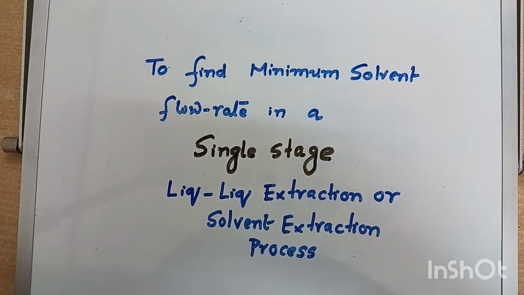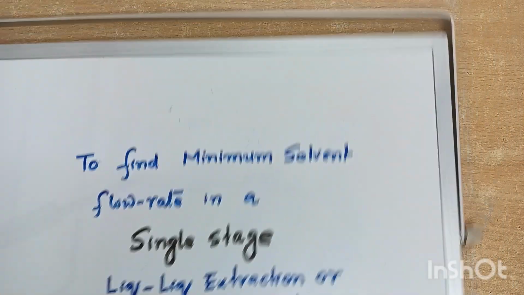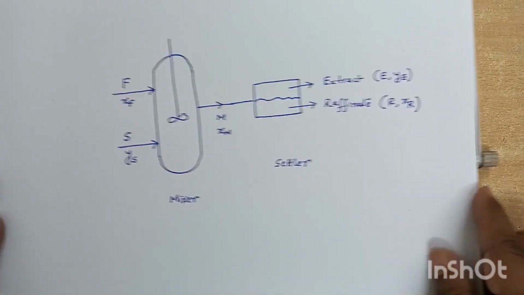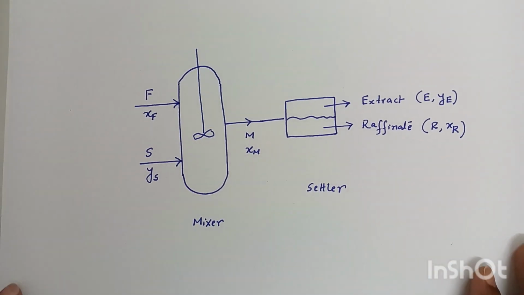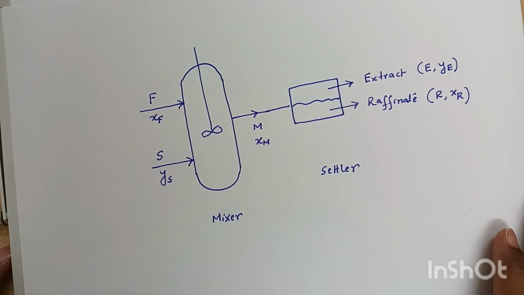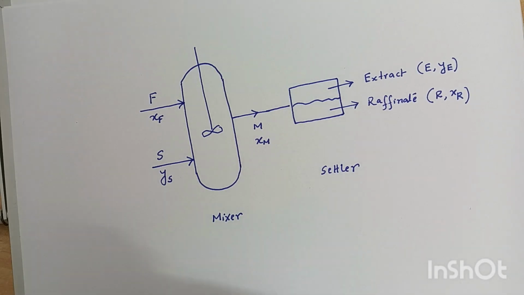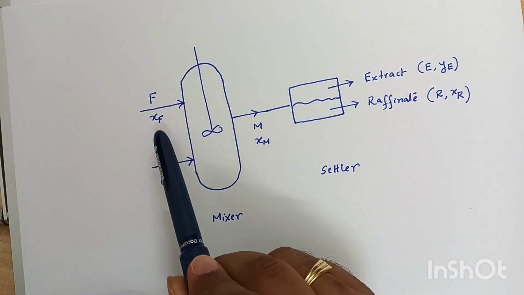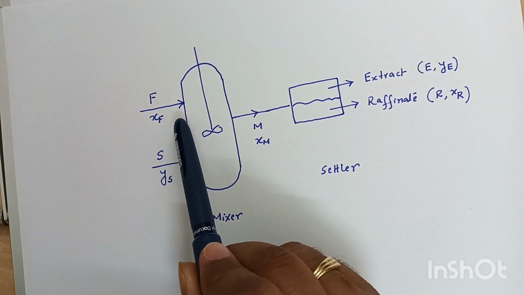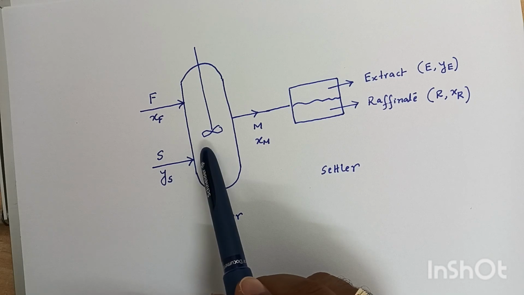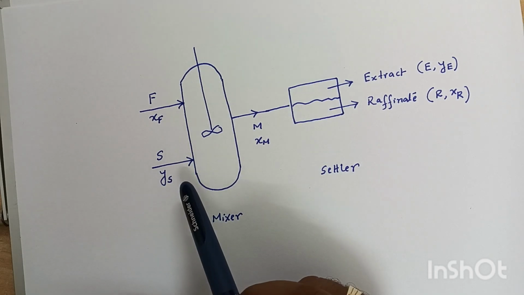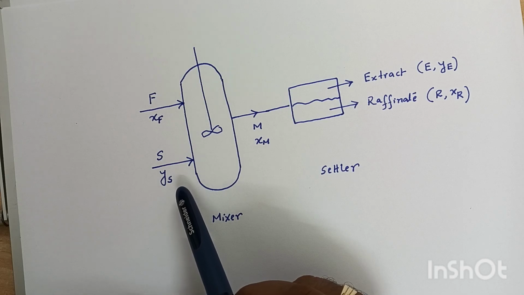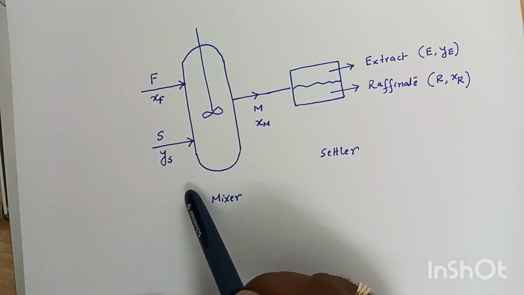Now to explain that, first let me draw the schematic of a single stage mixer settler unit along with all the streams. So this is a typical single stage mixer settler unit and various associated streams. As you can see from the figure, the feed stream enters, the corresponding concentration of solute in the feed stream is XF. The solvent stream is shown. Accordingly, the solute concentration in the solvent stream is YS. If the solvent is a pure solvent, the value of YS is going to be equal to 0.